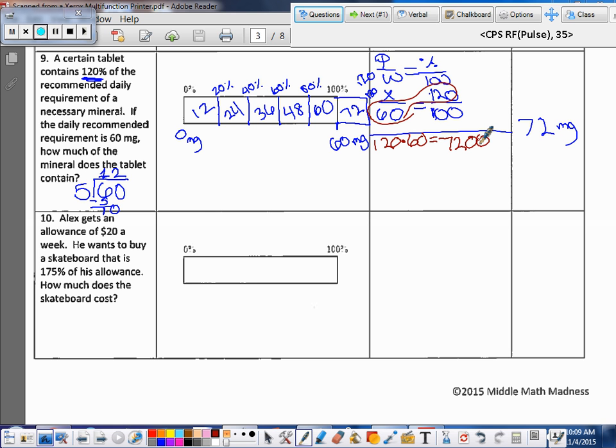Chris, what do I have to do? Divide 7,200 by 100. Roman, I need your help again. What do I do here? You can take out 2 zeros. I can take out 2 zeros. Leave me with what? 72. Then we end up with 72. Is that what we wanted? Yes. So we know we did it correctly.